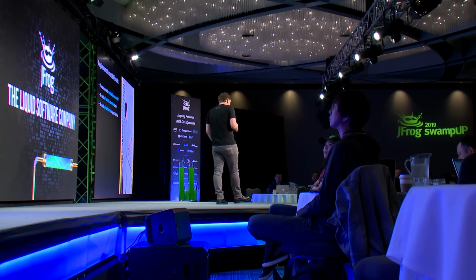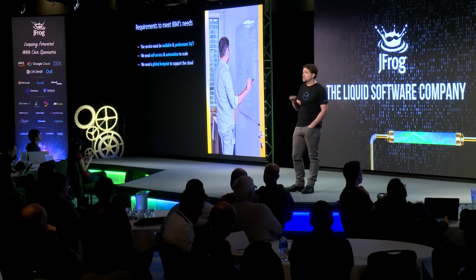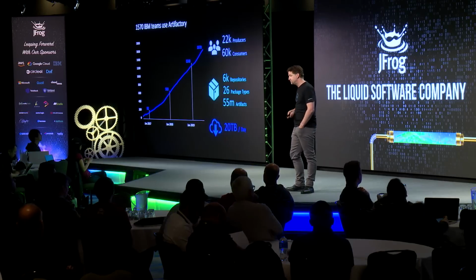We also needed it to be self-service and automated. If you have hundreds of teams, you can't have the central team running the artifact repository responsible for creating repositories and manually configuring the system. We needed teams to be able to onboard themselves into the artifact repository and be able to deploy and leverage that without having to get anyone involved. And of course, we needed to have a global footprint. We needed it to be available across that map that I showed you.